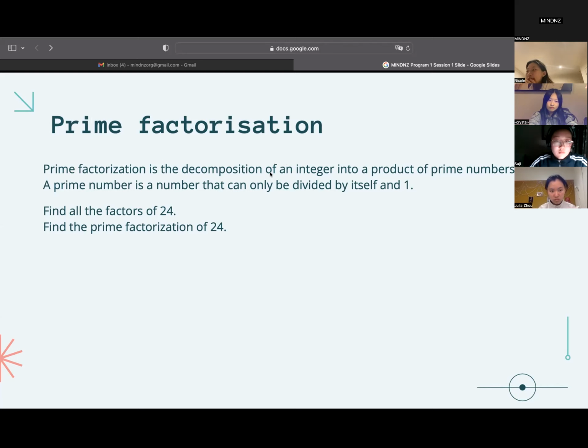Now, Julia has said 2 and 3. So that's really interesting because those are the prime factors, right? The only prime factors of 24. Does anyone know what a prime is? Yes, good job, Olivia. Can someone explain for me?